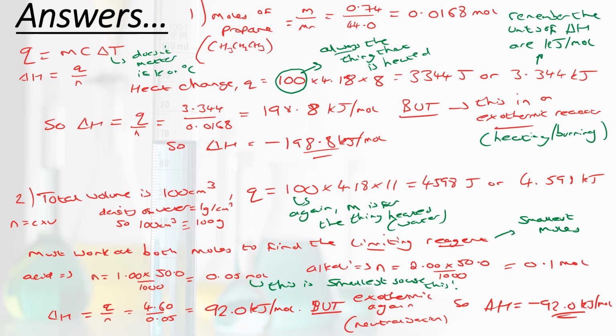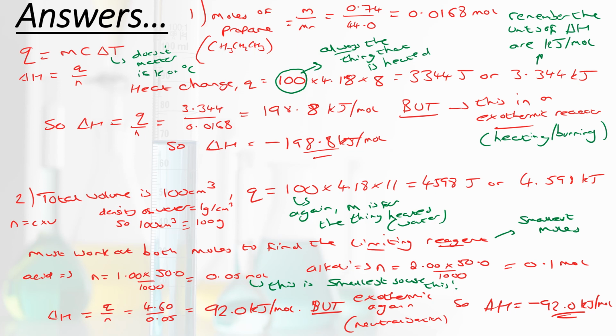And so we do this calculation, we get 3,344 joules, or because typically these are big numbers and enthalpy is of course in kilojoules per mole, I always convert to kilojoules, and so therefore it's 3.344 kilojoules. And so then simply to work out our enthalpy, remember it's Q divided by n, so we put these numbers in and we end up with 198.8 kilojoules per mole.